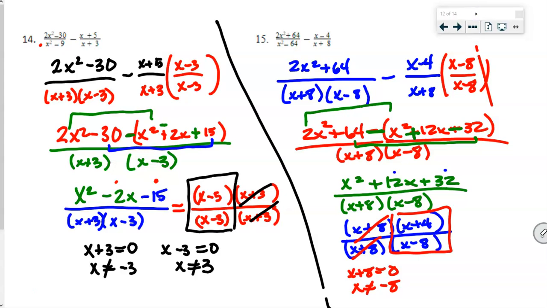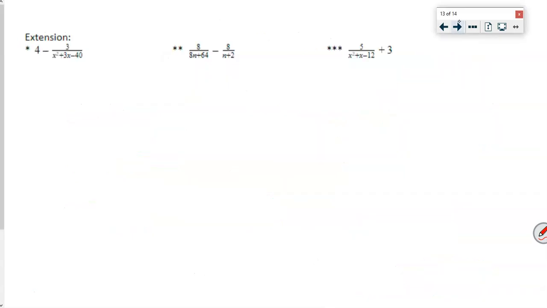And then we're going to set our other one equal to 0 as well. So we're going to do x minus 8 equals 0, so x can also not equal 8. All right, so we had a few extension problems, and these are our harder problems.